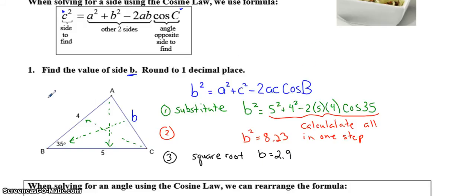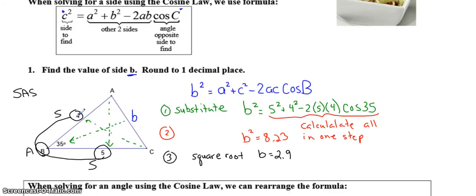Solving for a side, you will always have the SAS case. So you have a side and another side and the angle in between, SAS. So two sides and the angle in between, that's when you use the cosine law.